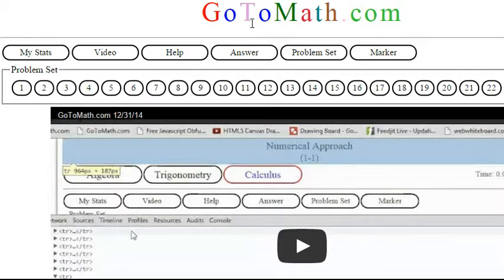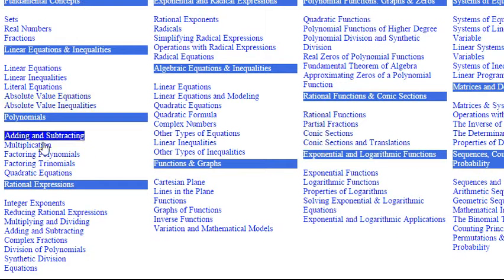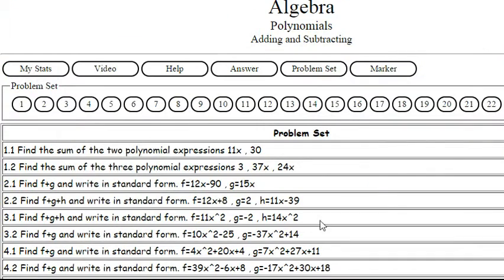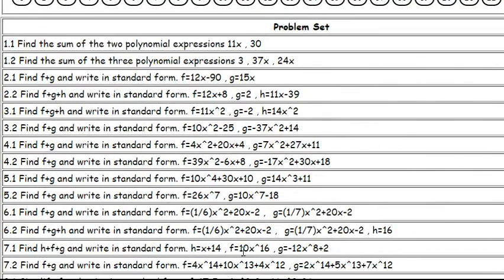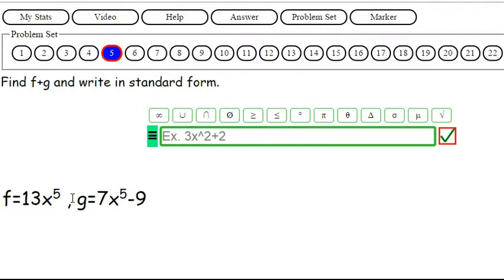Okay, we're over here at gotomath.com. Click on the algebra. Let's go down to adding and subtracting polynomials. And what are we doing? 5.2, I believe that's what we're doing. Okay, so it's asking us to find f plus g.